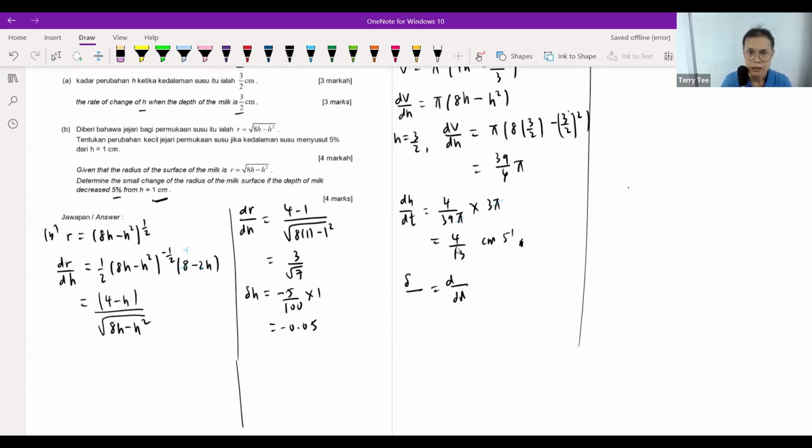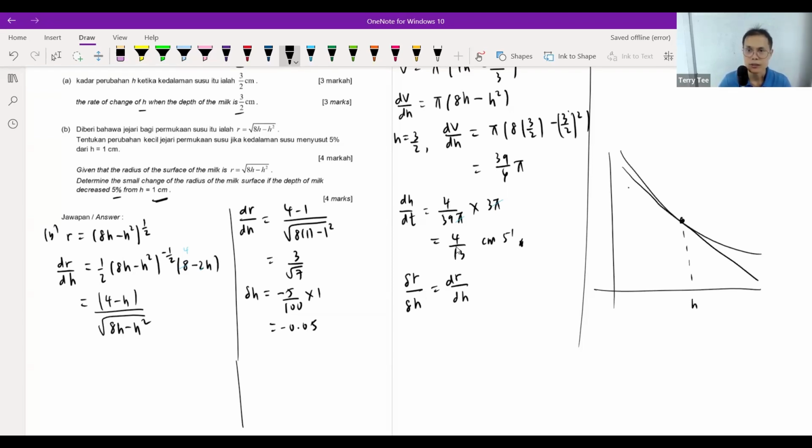So we write delta r over delta h equals dr/dh. It actually looks something like this. Let's say the curve looks like this. We just do a sketch. Maybe I draw a bit bigger, it's a bit hard to see. Initially there's a line that touches the curve at one point. That's your h here. Your h is 1. Now your h reduces from 1 by a small value, which is delta h, negative 0.05.